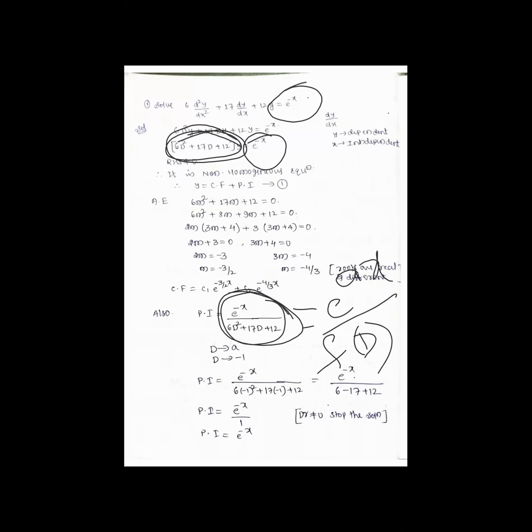Whenever an exponential function divided by f(D) comes, what does the rule say? The rule says to replace D by a, as long as the denominator is non-zero. So D is replaced by -1. So e^(-x) divided by 6(-1)² + 17(-1) + 12. Wherever D is there, replace it by a, which is -1. So e^(-x) divided by that.